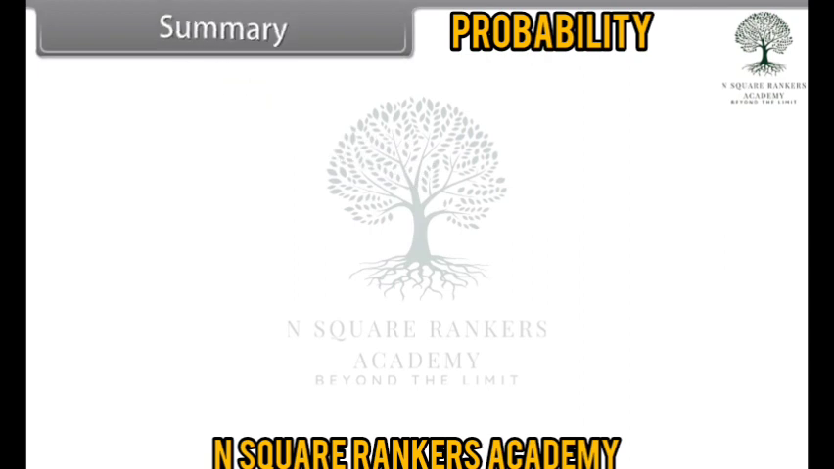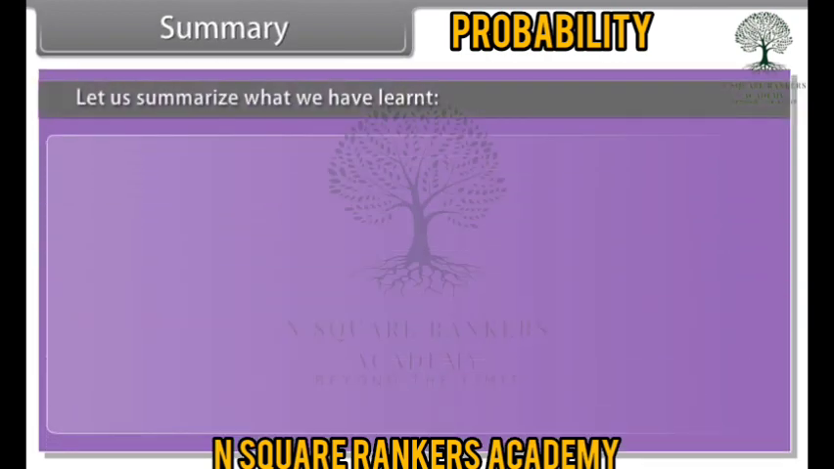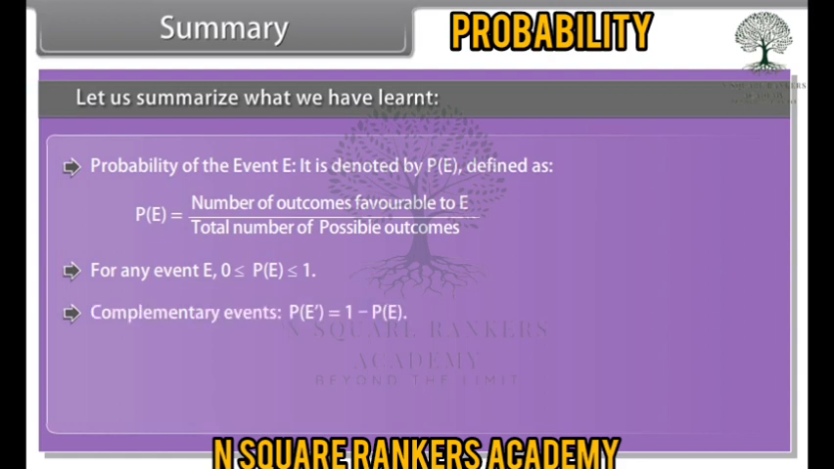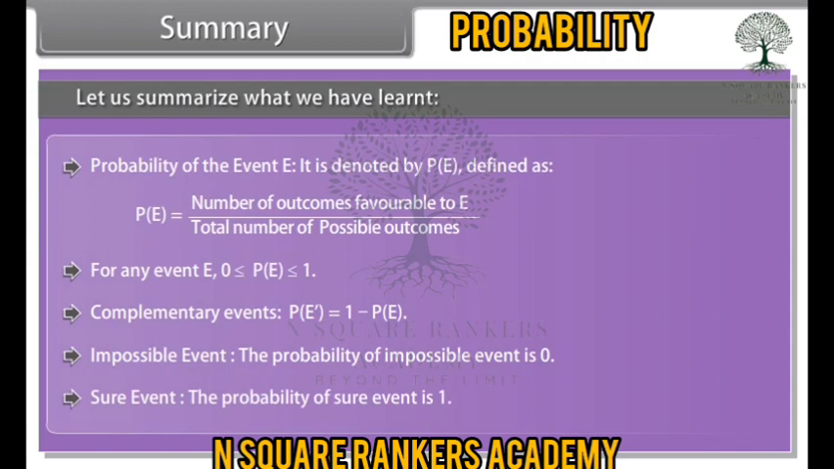Summary. Let us summarize what we have learned. Probability of the event E is denoted by P(E), defined as P(E) equals number of outcomes favorable to E by total number of possible outcomes. For any event E, 0 is less than or equal to P(E) is less than or equal to 1. Complementary events: probability of event not E is equal to 1 minus probability of event E. Impossible event: the probability of an impossible event is 0. Sure event: the probability of a sure event is 1.